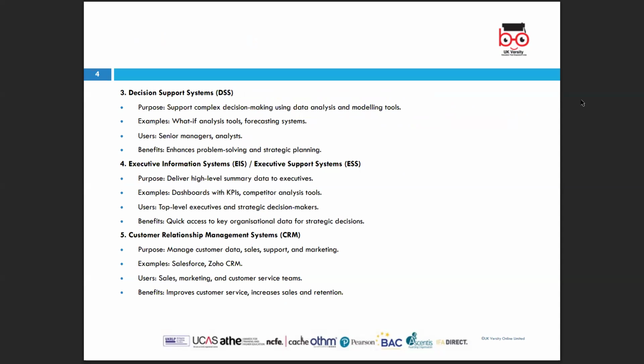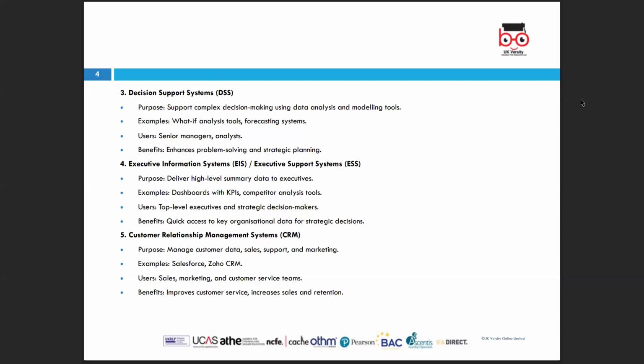Also, we're looking into decision support systems, where the purpose is complex decision making using data analysis and modeling tools. Examples of decision support systems are what-if analysis tools and forecasting systems, and these are mainly used by our senior managers and data analysts. The benefit is that we're enhancing problem solving and our strategic planning.